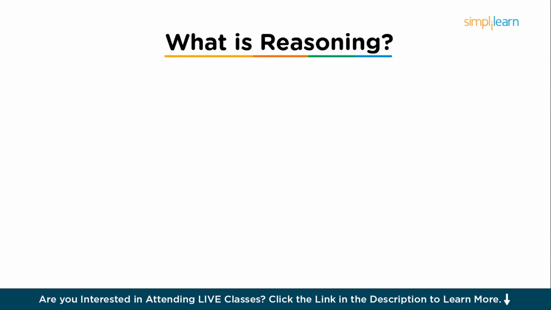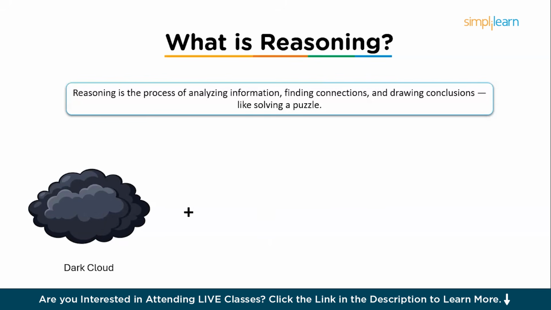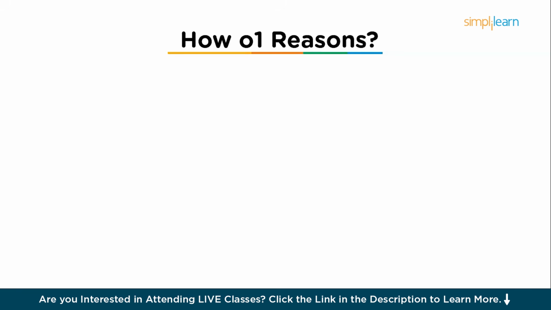Before we understand how O1 works, let's ask what is reasoning. Reasoning is a process of analyzing information, finding connections and drawing conclusions, like solving a puzzle. For example, you see dark clouds and people carrying umbrellas, so even if it's not raining, you reason that it's about to rain. AI needs this same skill. Without reasoning, an AI is like a parrot. It repeats. With reasoning, it becomes a problem solver. And that's exactly what O1 brings to the table. So let's now understand how O1 reasons.